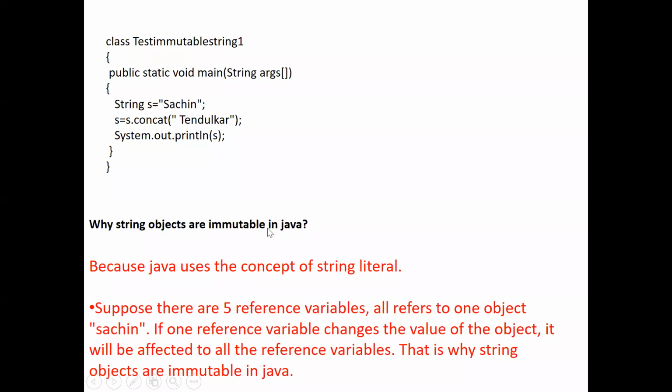Okay, why are string objects immutable in Java? So we have seen this, string objects are immutable. The reason behind it is, suppose there are 5 reference variables, all referring to one object, Sachin. If one reference variable changes the value of the object, it will affect all the reference variables.